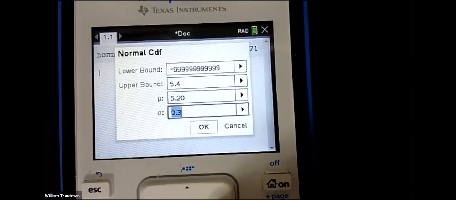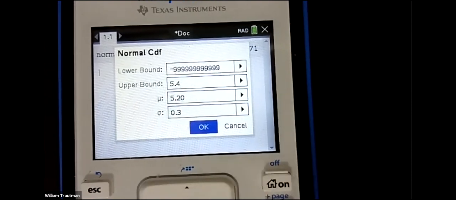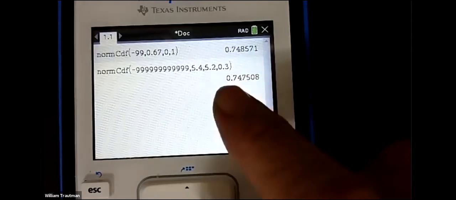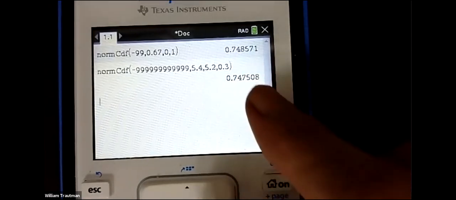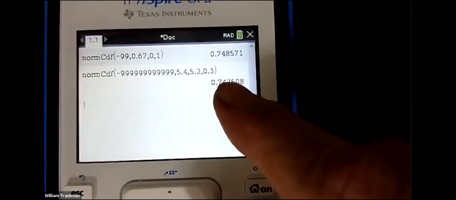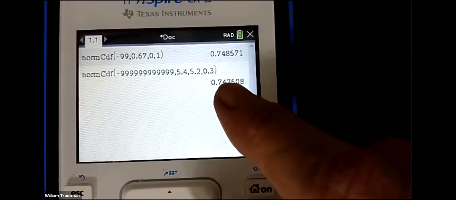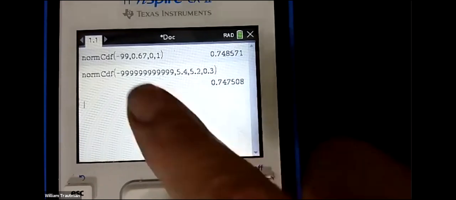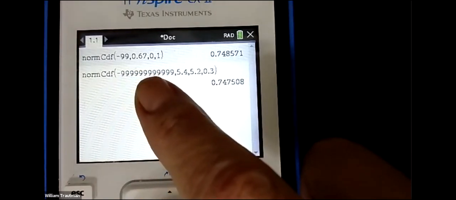So when I go to OK and hit enter, we get the same answer. Well, it's actually not exactly the same. 0.747, it's not the same answer. I wonder why. Maybe I need to put more for infinity.